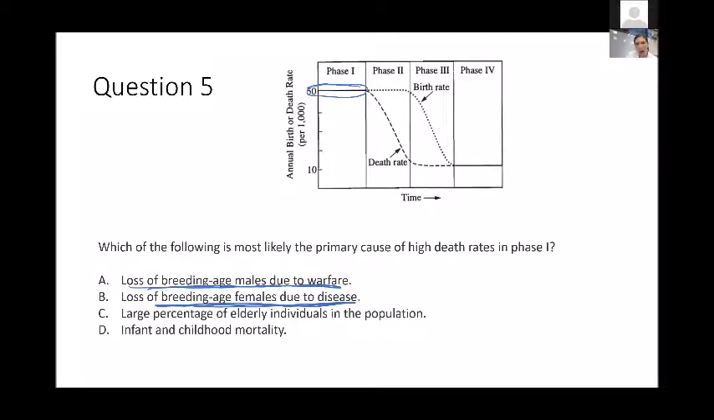If you have high death rates and high birth rates, you're probably not having as many elderly individuals in your population as you could. So typically we see the high death rates due to infant and childhood mortality. Again, that's due to possible diseases from lack of sanitation and communicable diseases that can be vaccinated against, like the measles.